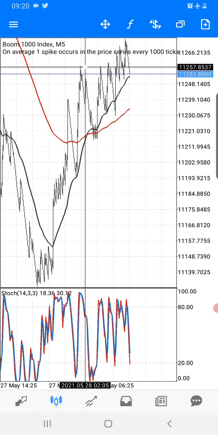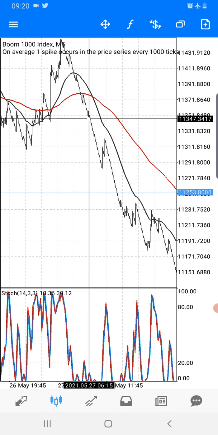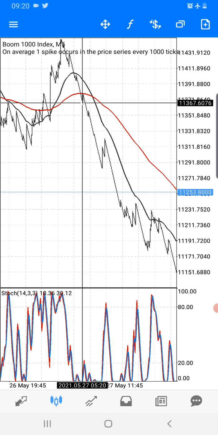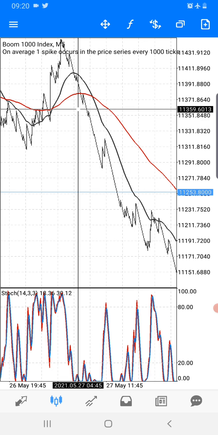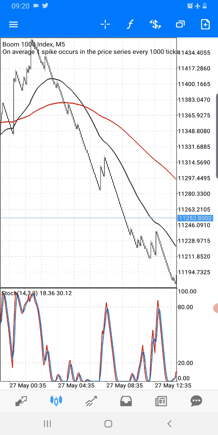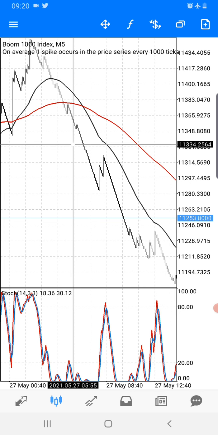All right, so let me show you another entry here. So for example, this is your sell entry. Now there is a cross here, but I will not just enter immediately. I will allow a spike. There's a spike here. Though it's small, I'm going to enter exactly here.